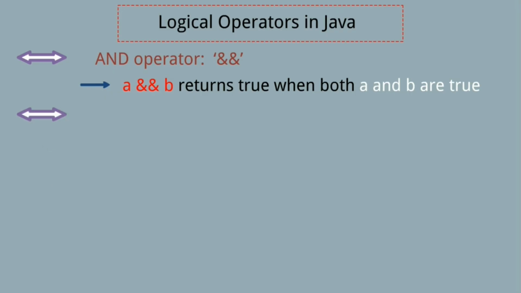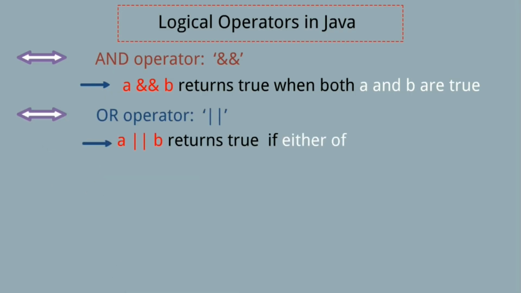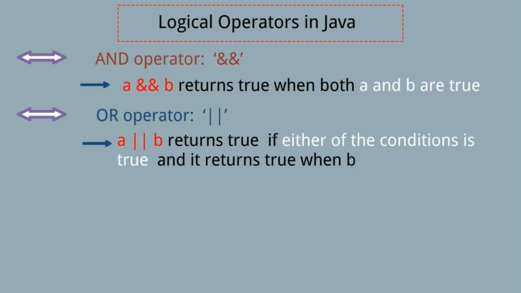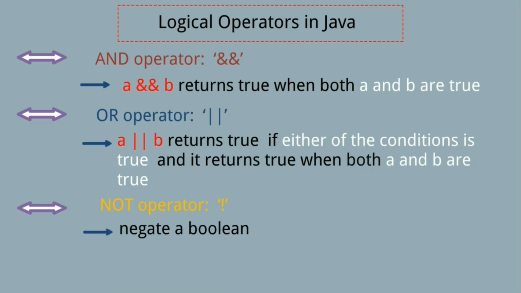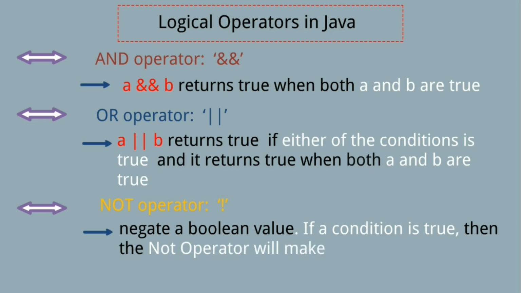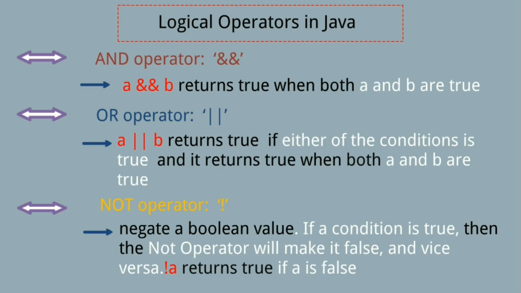The next one is the OR operator. This operator is used to check if either of the conditions is true. If any one of the conditions is true, then the entire expression returns true. The next one is the NOT operator. This operator is used to negate a Boolean value. If a condition is true, then the NOT operator will make it false, and vice versa.